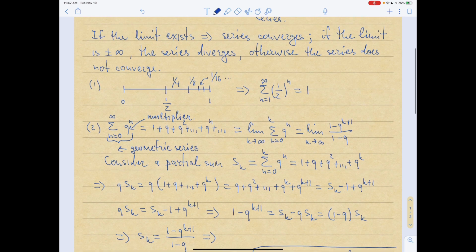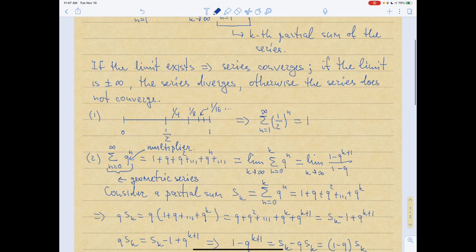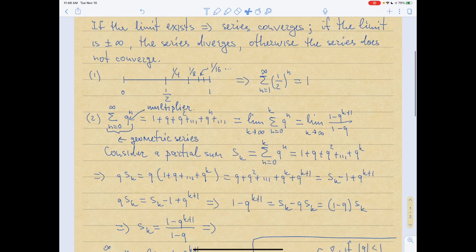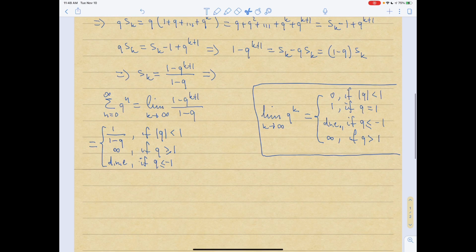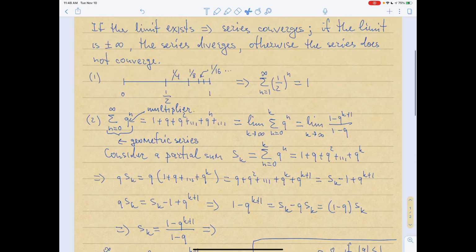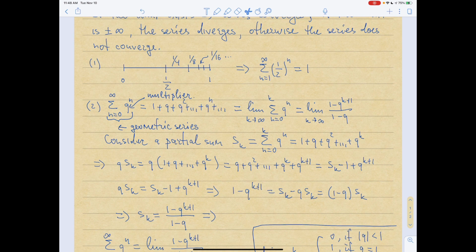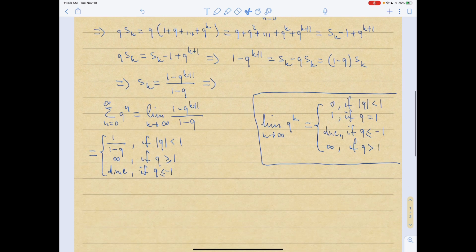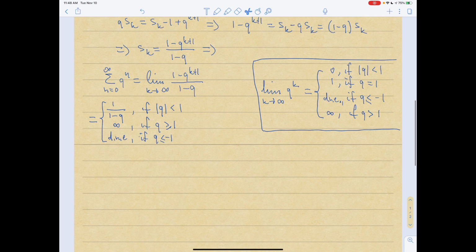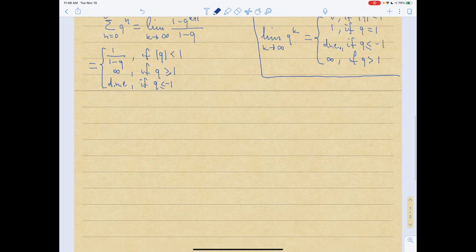And then if we go back to my geometric example, this is a geometric series with q equal to 1/2, so it has to converge, because of what we said down here. And what is the sum of this series? So we know from geometry that the sum is equal to 1. Let's see what we're going to get from the formula.